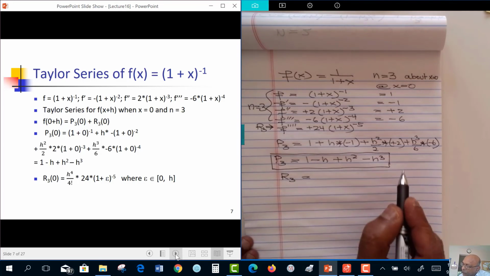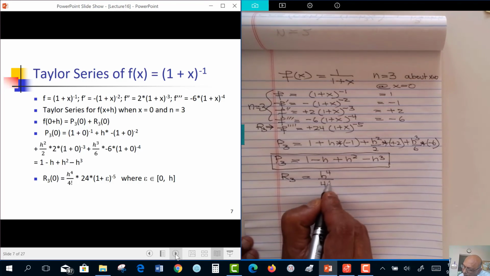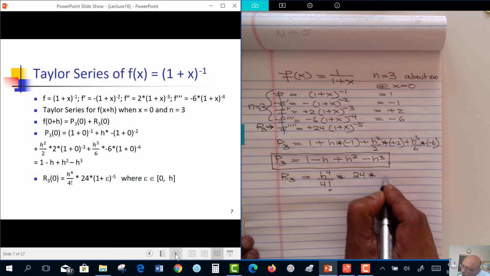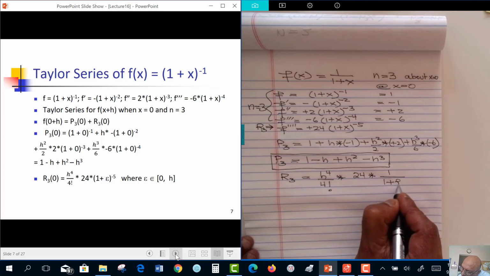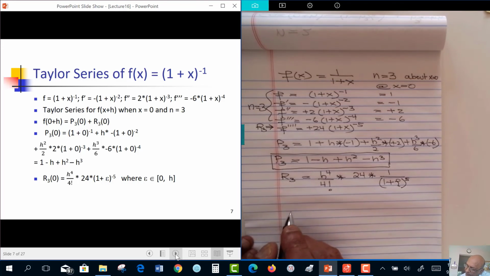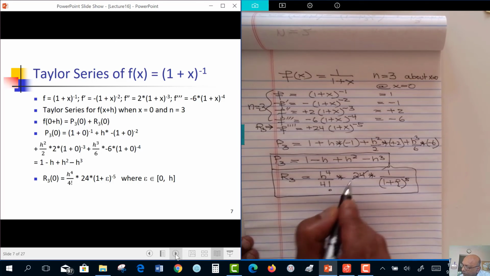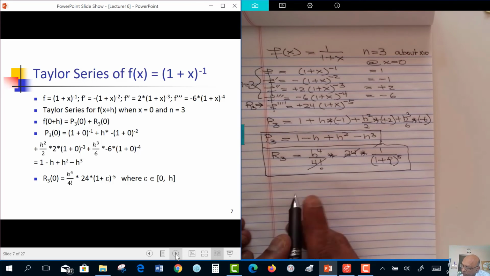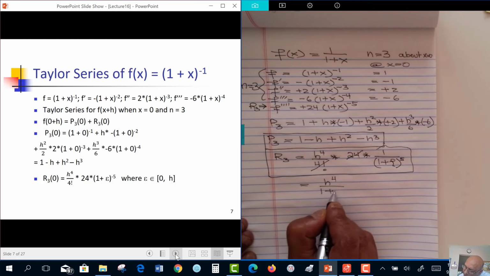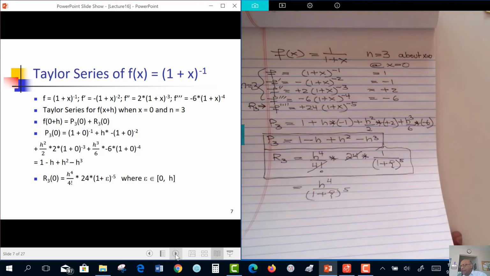R3 would be, so we went up to h cube, so we'll go h to the power 4 over 4 factorial times 24 times 1 over 1 plus zeta to the power 5. So that is going to be our error bound. You can see 24 and 4 factorial cancel out. So we will just get h to the power 4 over 1 plus zeta to the power 5. Now to analyze it, let's plot.